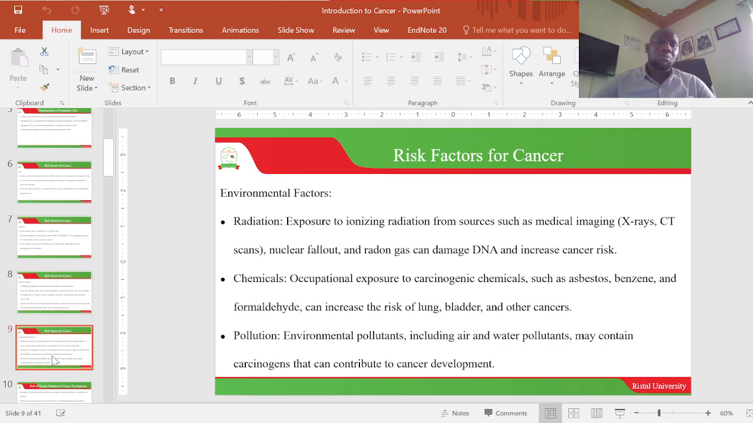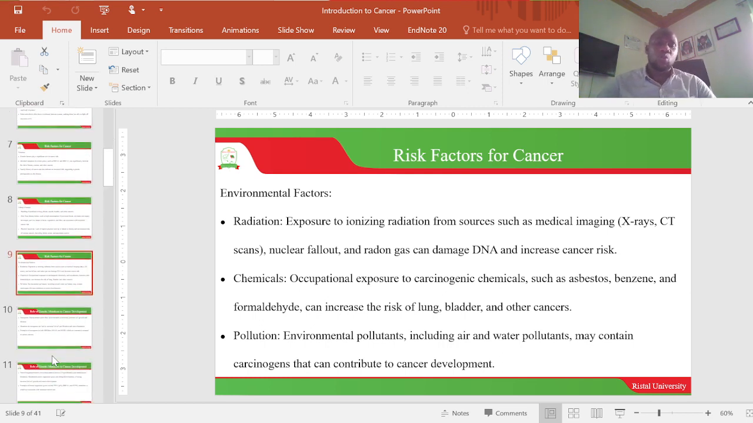And then we have environmental exposure, such as radiation. Ionizing radiation can come even from medical procedures done within the hospital, such as X-rays and CT scans, and also from nuclear leakages or radon gas. All these are radiations that can damage the DNA and therefore result in cancer. And then we have chemicals such as asbestos, benzene, and formaldehyde. These also increase the risk of lung, bladder, and other cancers. And then environmental pollution, coming from factories, cars, or even oil refineries, can predispose one to cancers.